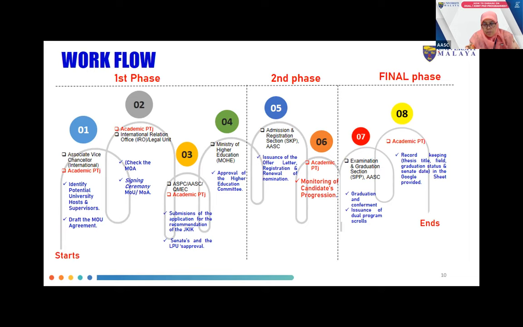We have to follow and also comply to the timelines given. But now you are going to the second phase. This is where the other support services offices support the students. In the beginning, the students and the faculty work together, and along the line, my office, that's AASC, will facilitate the student in terms of the life cycle: how do you go about registering and then after that pursuing the candidature.